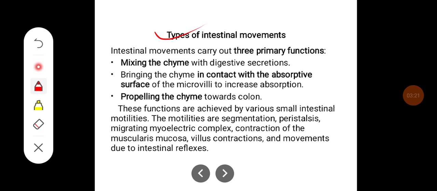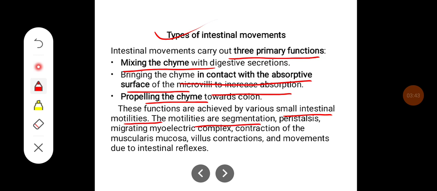Types of intestinal movements. The intestinal movements carry out three primary functions: mixing the chyme with the digestive secretion, bringing the chyme in contact with the absorptive surface of the microvilli to increase the absorption, and propelling the chyme towards colon. These functions are achieved by various small intestinal motilities. The motilities are segmentation, peristalsis, migrating myoelectric complex, contraction of the muscularis mucosa, villus contraction, and movements due to the intestinal reflexes.